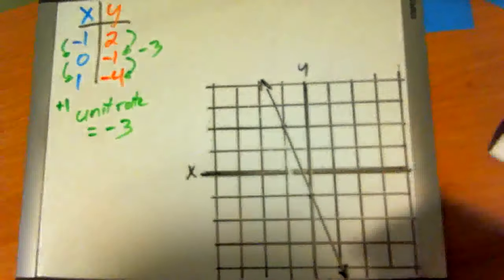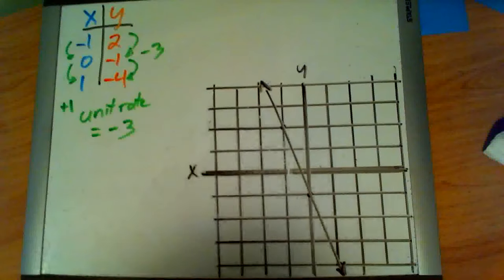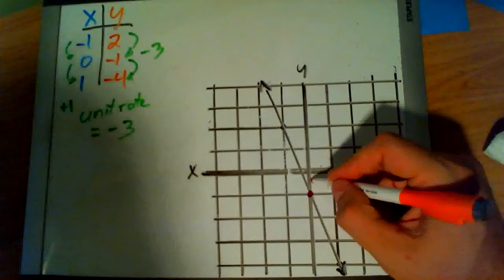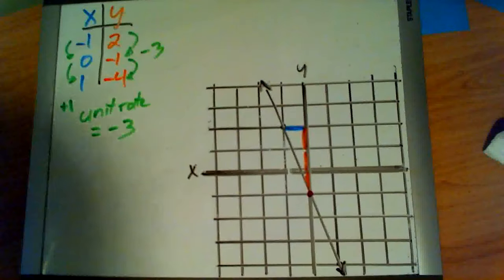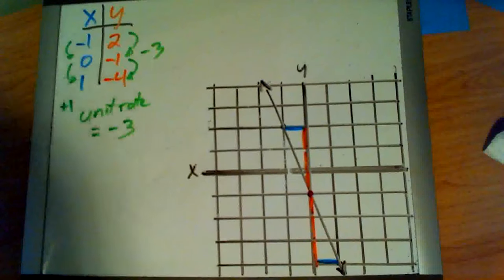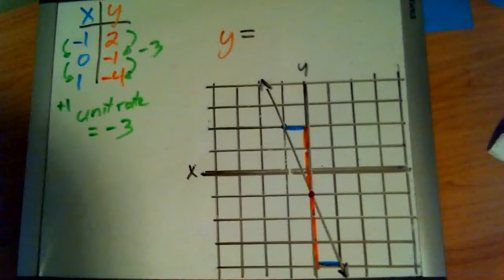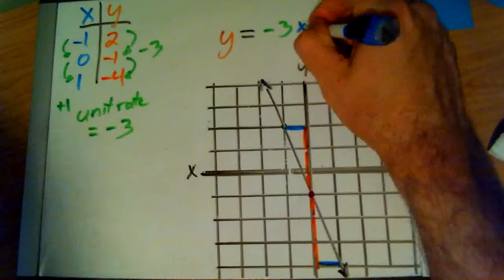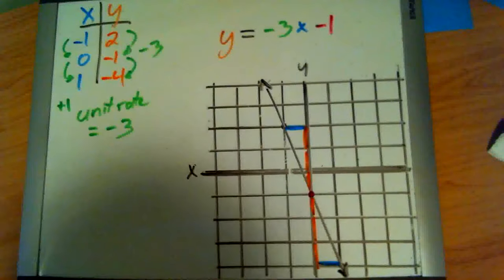So because it's a line and it crosses the y-axis, it has a y-intercept right here at -1. It also has a slope, so if we go up by 3 and left by 1, or we go down by 3 and right by 1, we can see that we have a slope of -3, because how much it went up divided by how much we went over. So our line is y equals -3x minus 1.